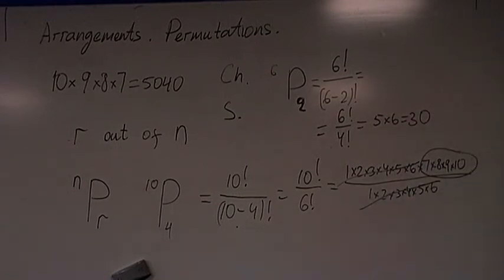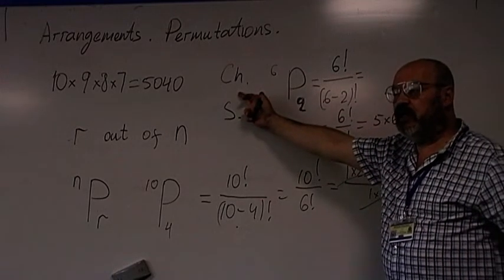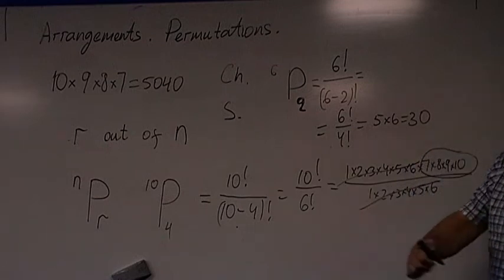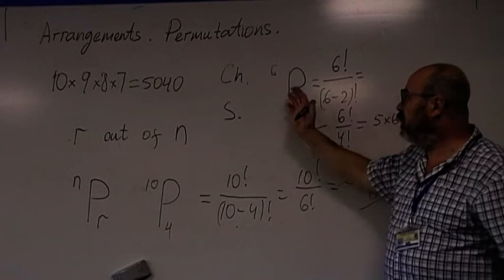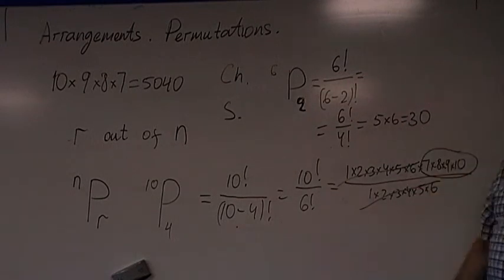Another way to approach it: 6 choices for chairman, and when the chairman has already been chosen, we have only 5 choices for secretary. So we have 5 times 6, 30.